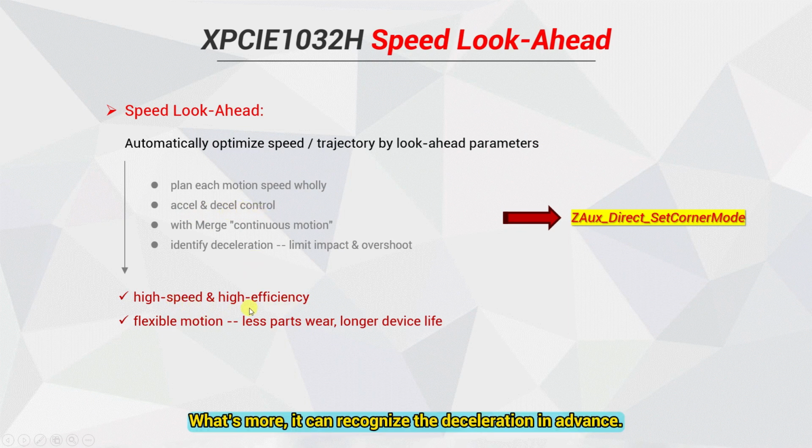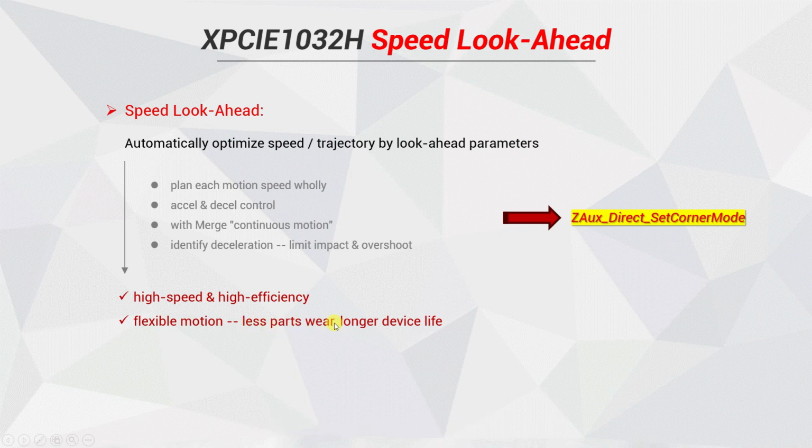What's more, it can recognize the deceleration in advance. Under corresponding modes, do actions. Especially when the merge continuous motion is matched together, the whole motion will be more flexible. There won't be with so many worn parts. Your device can be used longer.